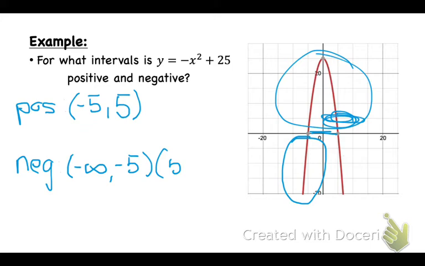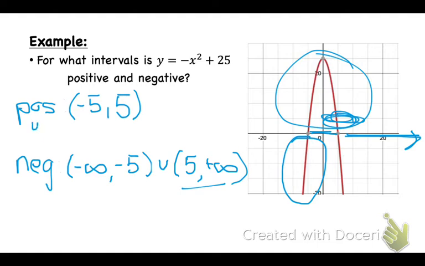Oops, what did I forget in between my two? The union. Of 5 to what? Not negative infinity. X values are going this way. These are x's. The x's go this way. So positive infinity. So we are writing the x's that describe the y's. This is positive y's. This is negative y's.